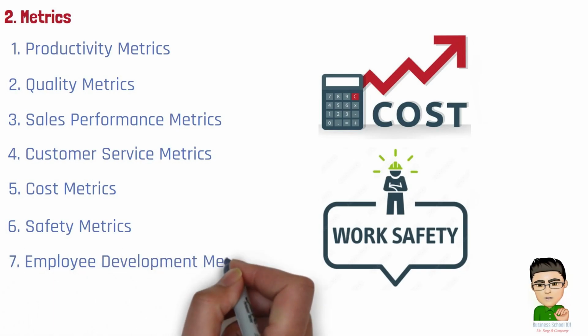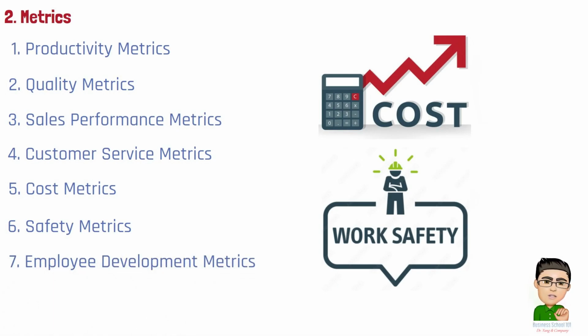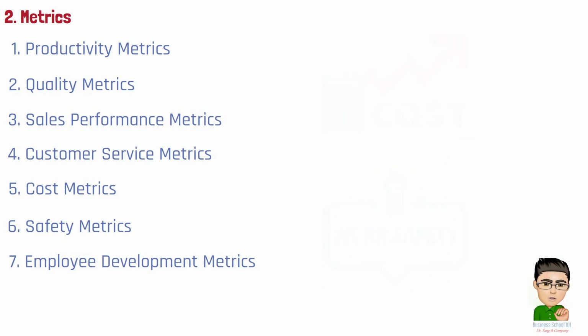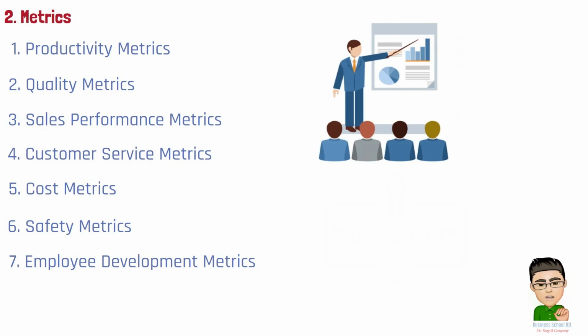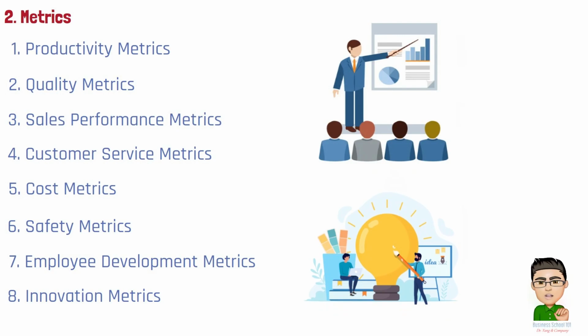Number 7. Employee development metrics. These metrics track progress in employee development, including the number of training hours completed, certifications earned, or skill proficiency improvements. Number 8. Innovation metrics. In organizations that prioritize innovation, metrics like the number of new ideas generated, patents filed, or successful product launches can be relevant.